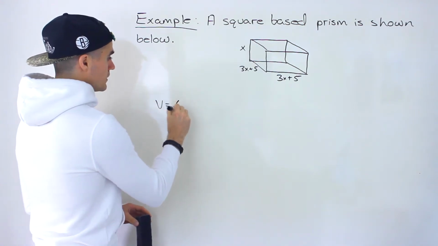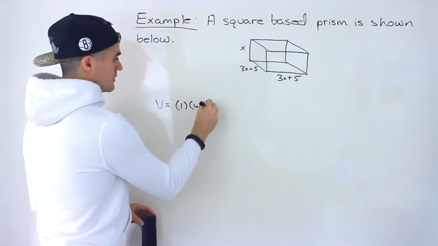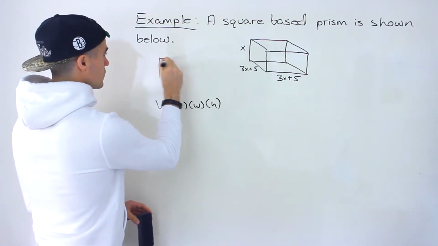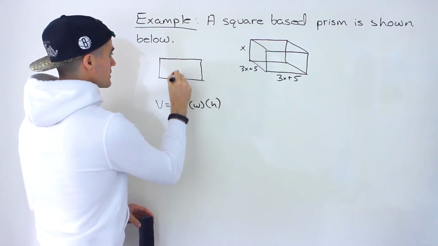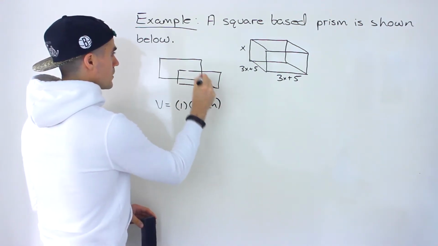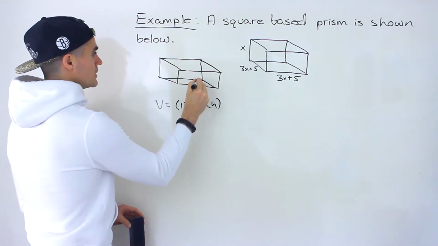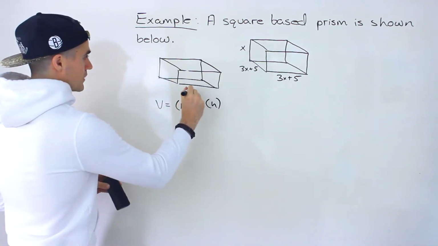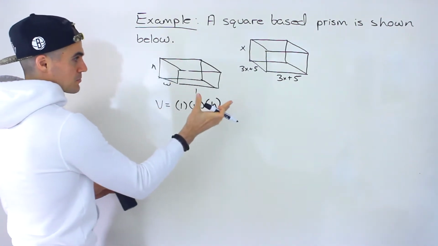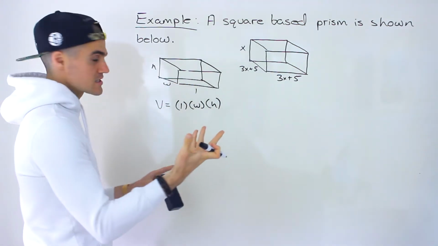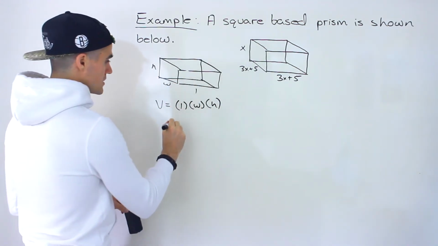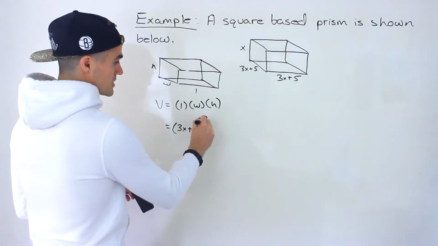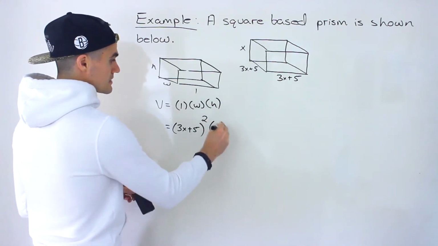Now volume is what? It's length times width times height of a rectangular prism. Even though this is a square-based prism, I like to keep things a little bit general in my head, just so I'm not memorizing too many specific case formulas. So having this be the length, width, height, in this particular case though, the length and the width are the same thing. So basically the volume of this would be 3x plus 5 times 3x plus 5, so we could actually say 3x plus 5 squared, and then the height is x.